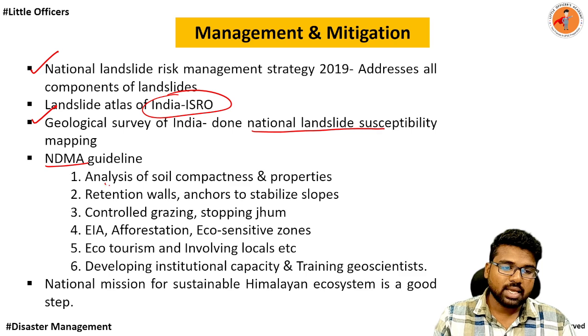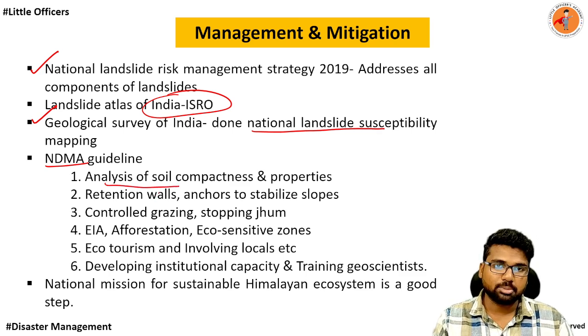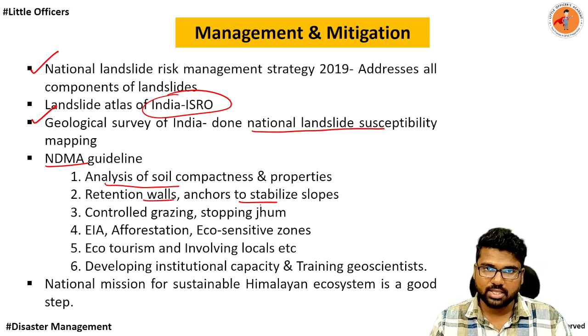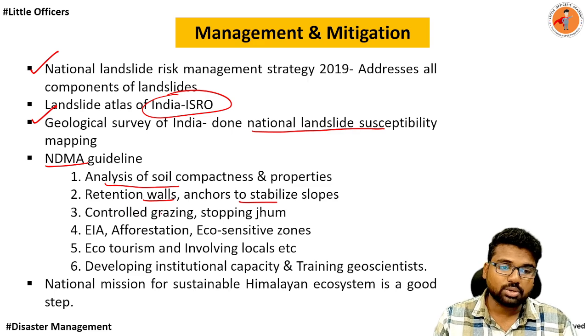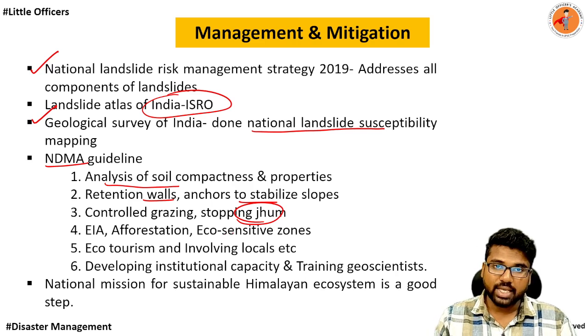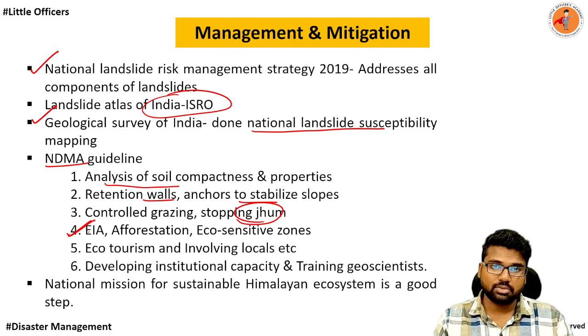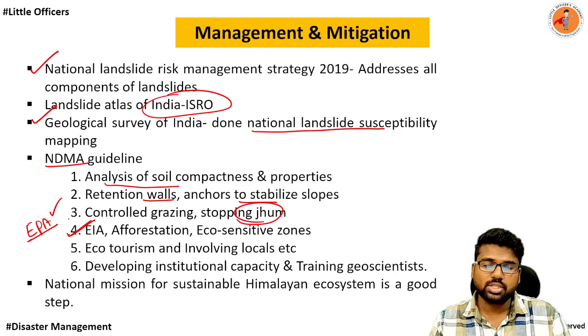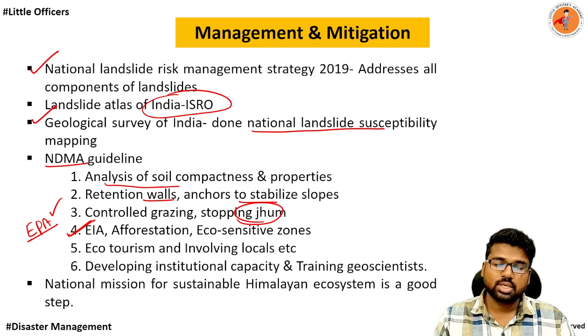What are the guidelines? Analyzing the soil compactness and properties, retaining wall construction and anchors to stabilize the slopes, controlling the grazing activities, stopping shifting cultivation or jhum, and environmental impact assessment as part of the Environmental Protection Act, EPA. It provides certain powers to the central government to come up with things like eco-sensitive zones or environmental impact assessments or afforestation, and promoting ecotourism.